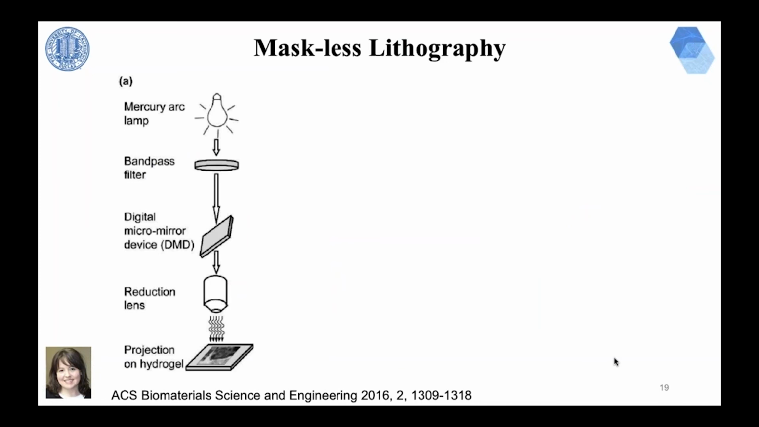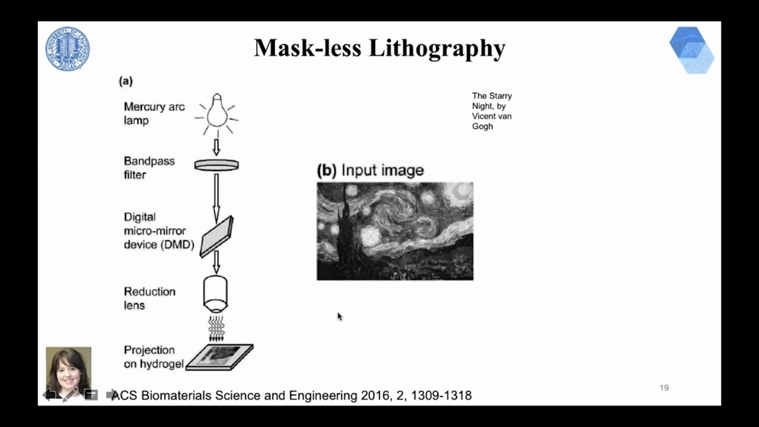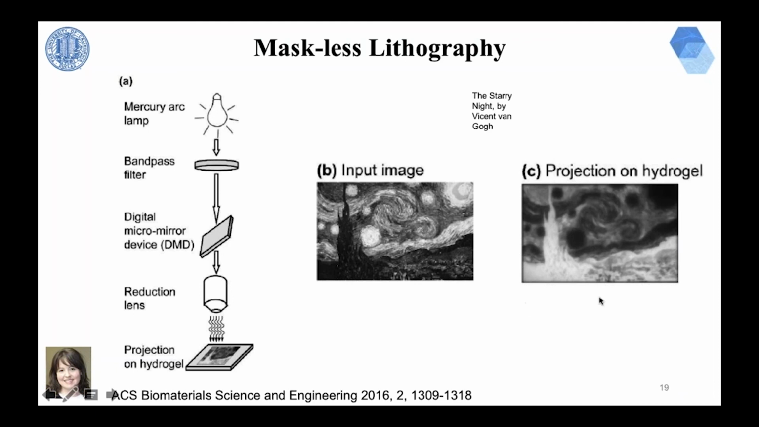So we recently reported using a maskless lithography system for rapid patterning of photodegradable hydrogels. In this system, a UV light source with a bandpass filter illuminates a digital micromirror device. And so you input a grayscale image into the system, it gets inverted, and the image pixel intensity values get transcoded by the digital micromirror device into a grayscale pattern. So this is an input image that we chose, Starry Night by Vincent van Gogh. It's quite recognizable. And then you get the negative image that's projected onto the hydrogel by this digital micromirror device as it passes through a reduction lens and gives you a collimated UV light pattern.